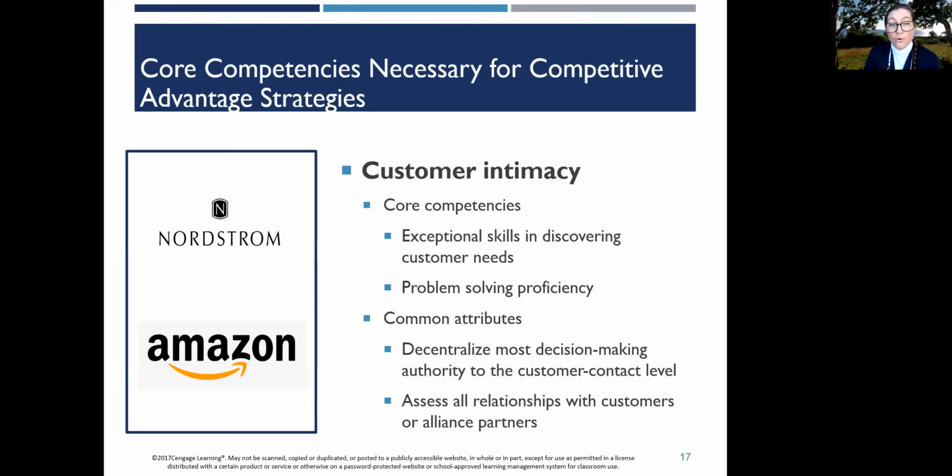Common attributes for organizations that have been able to achieve competitive advantage through customer intimacy is that they decentralize most decision making to the customer contact level, to the customer interface, to those employees that are interacting with the customers, right? So they're empowering their frontline personnel to not only deliver what the customer is looking for, but fix the mistakes when the mistakes become known, are raised by the customer in the first instance, right?